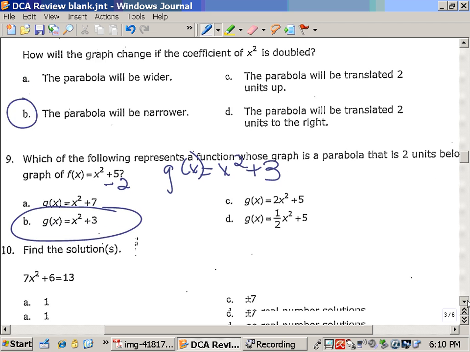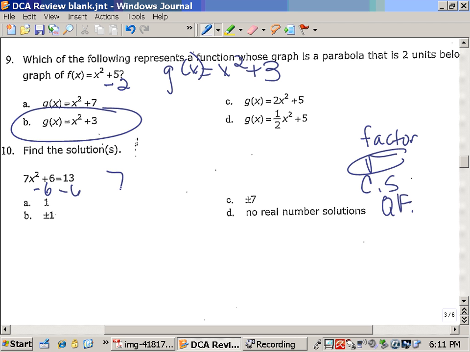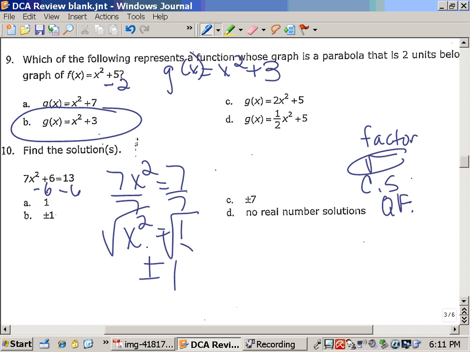On number 10, I need to find the solutions. You've got several different ways in your bag of tricks to find the solutions. We have factoring. We can use square roots. We can do complete the square or the quadratic formula. I think I'm going to do the square roots because B is 0. We're going to subtract 6 from each side and we get 7x squared equals 7. Dividing by 7, x squared is equal to 1. And don't forget, when you take the square root, you have to use the positive and the negative square root. So that answer is B.